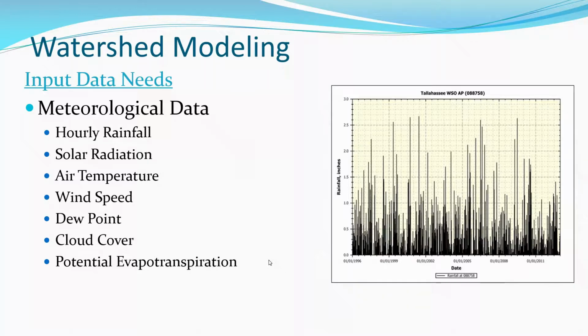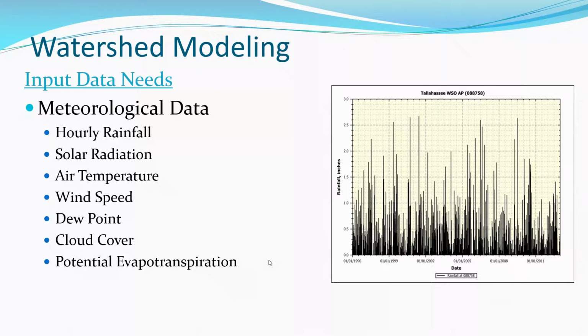But the type of data you need is hourly rainfall, solar radiation, air temperature, wind speed, dew point, cloud cover, and evapotranspiration. And all of that is going to be provided in whatever time frame the model needs. For a model like HSPF, it's hourly. Typically, you'd have to process this data to make sure that there are no gaps in the data. And if there's gaps in the data, you would have to go back and fill them in from data from other stations. So it's a tough task.